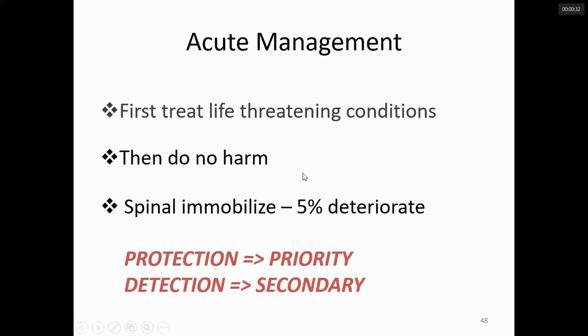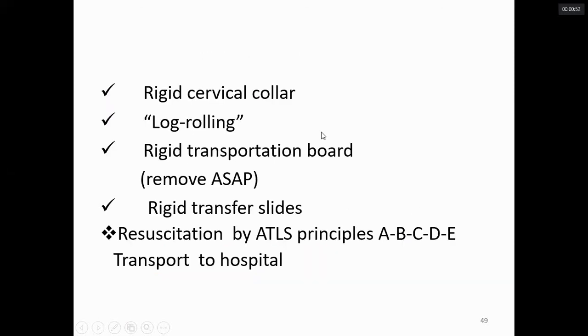That's why, if there is a cervical spine injury, always protect with the Philadelphia collar, and if you suspect thoracolumbar injuries, always transport the patient on a spinal board using the log roll technique. These are the methods: how to apply the rigid cervical collar, log roll technique, rigid transmission board, and rigid transfer slides. And for resuscitation, always follow ATLS protocols and the ABCD principle.